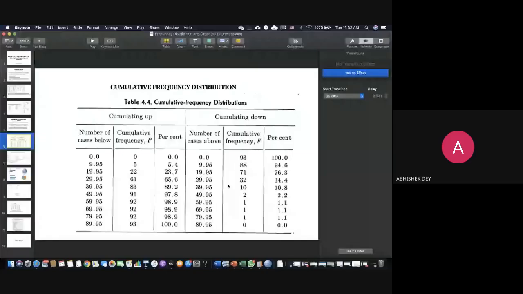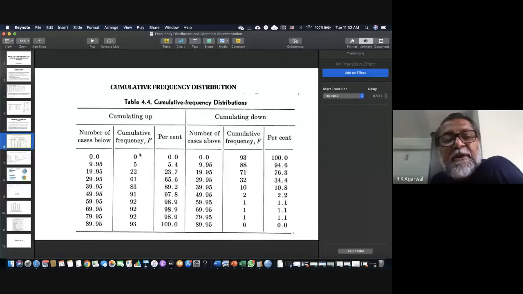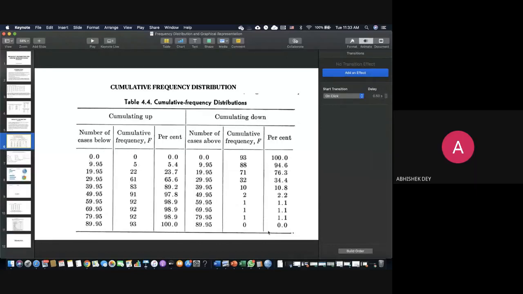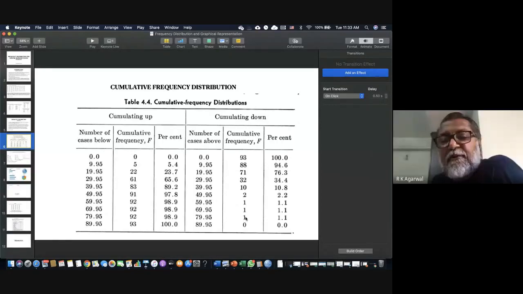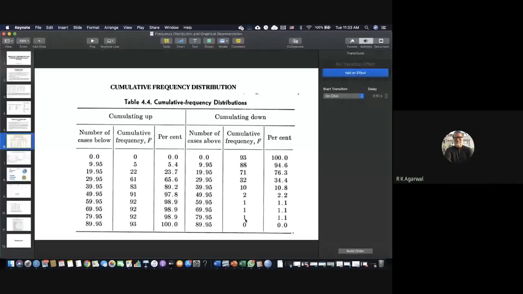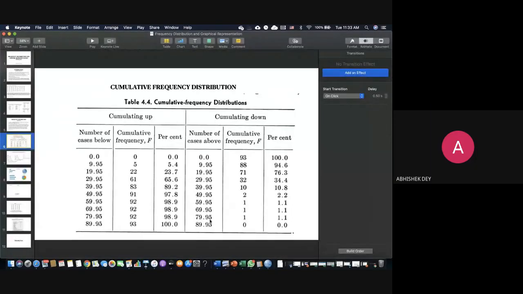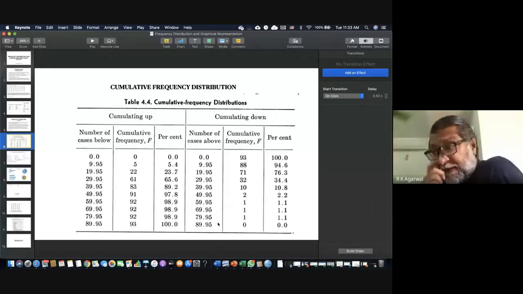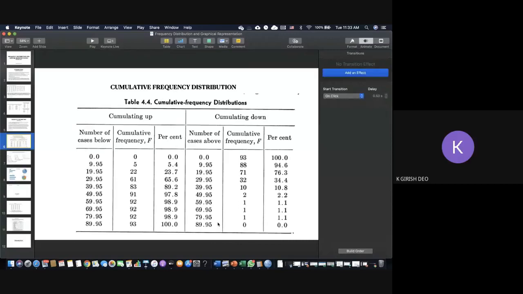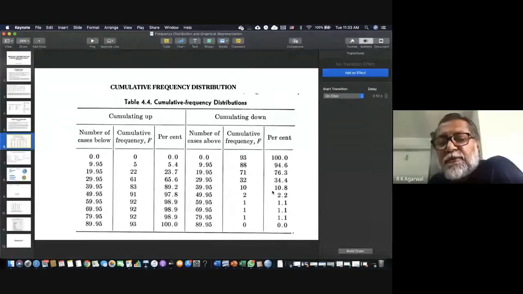So both the ogives will be different in shape and size? Yeah, of course it will be different because this is 0 against 0, and this is 0 against 90, and 1 against this. So this is 90 against 93. So it will be different. In fact, it will be exactly a mirror image. It will be reversed, a mirror image. Yes. Thank you, sir.